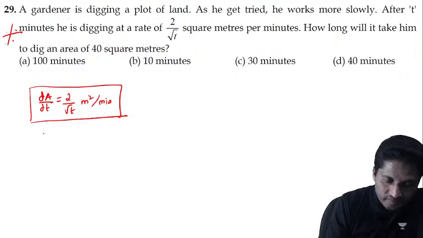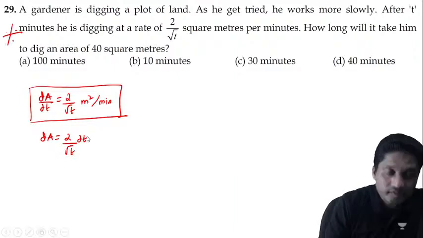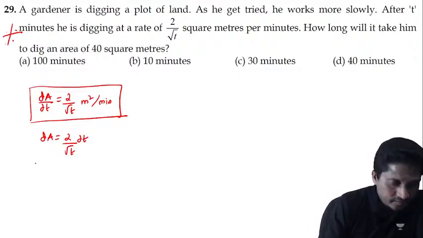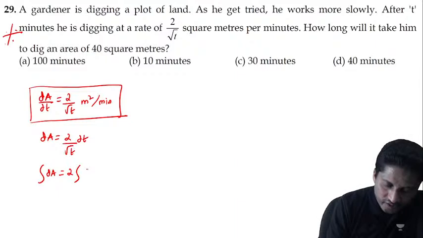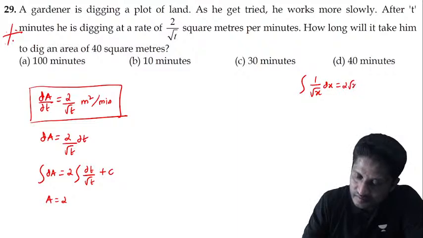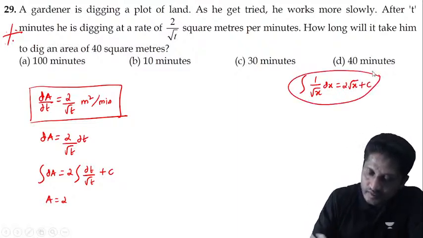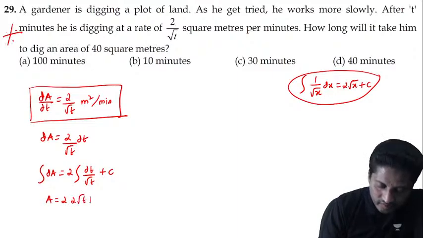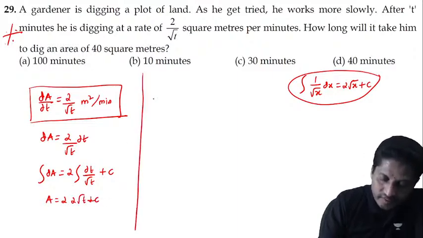If I separate the variables, dA is equal to 2 by root t into dt. I'm just separating the variables. Now if I integrate, integration of dA is equal to 2 times integration of dt by root t, plus c, the integration constant. Integration of 1 by root t is 2 root t, and then plus c. Now area is equal to 4 root t plus c.